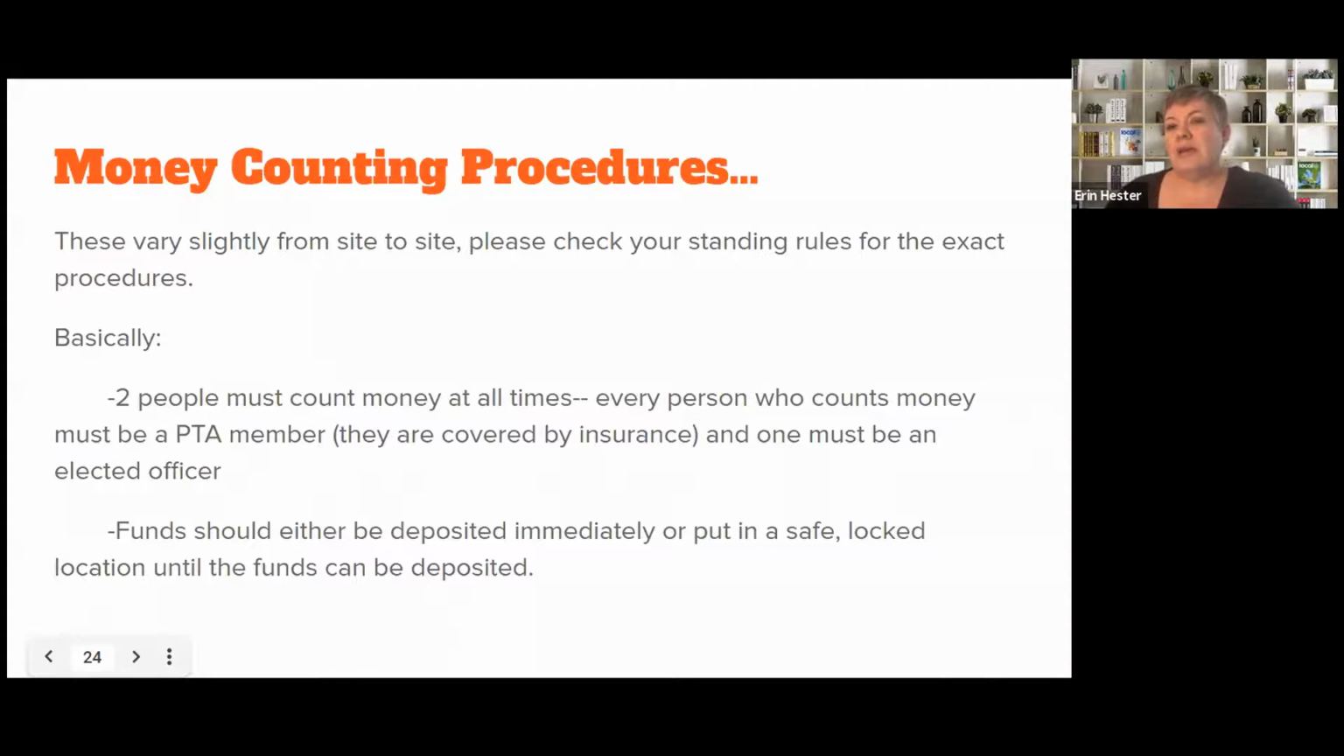So money counting, this is going to vary a little bit from site to site, from unit to unit, but basically you have a minimum of two people counting at all times. Traditionally, I like to do two people counting, and then the treasurer receives as the third counter. But at least two people are counting, and that's an insurance regulation. One should be an elected officer and the other a board member. You both must be PTA members in order to count.